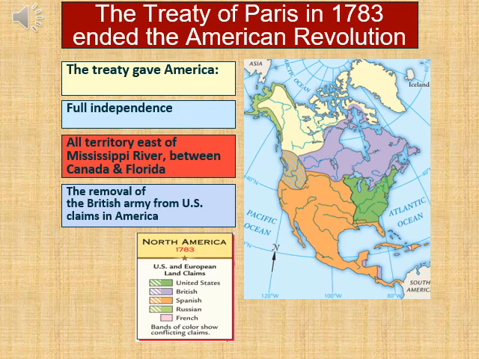At the end of a long and bitter war, the American Revolutionary War, Great Britain and the United States signed the Treaty of Paris in 1783, effectively ending the American Revolution. This treaty gave America full independence and all territory east of the Mississippi River between Canada and Florida. It also allowed for the removal of all British soldiers from the United States.